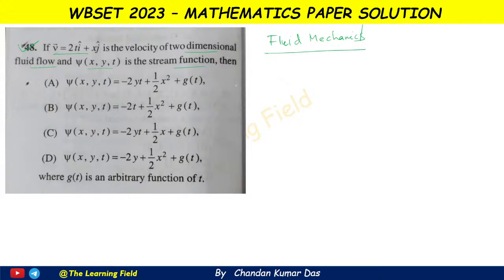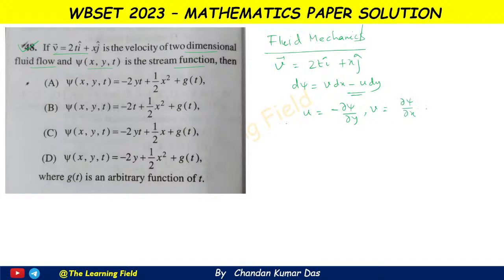This is basically an application of complex analysis, and we use the Milne-Thomson method to solve this question. It is given that the velocity v equal to 2t i cap plus x into j cap. Now we write one relation, d psi equal to v dx minus u dy. I think this is the relation, yes I am right, and u equal to minus del psi del y, and v equal to del psi del x.